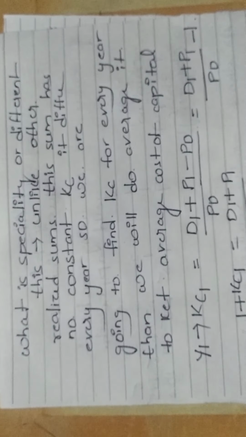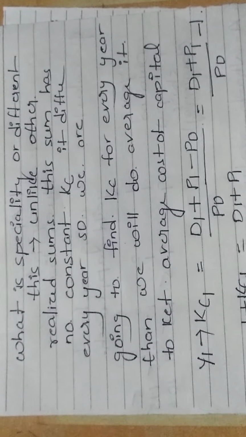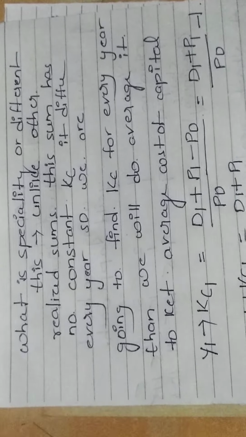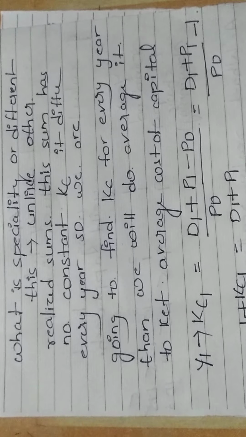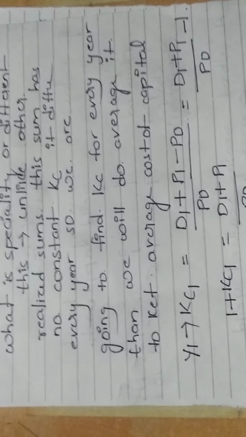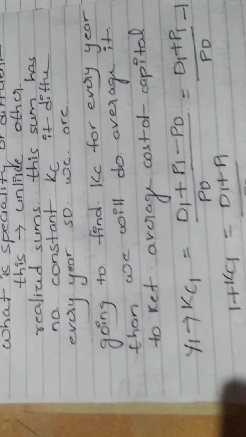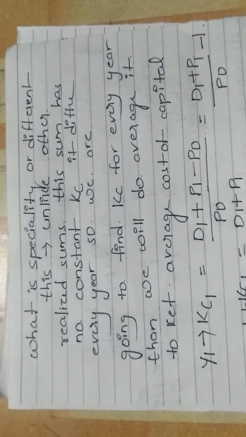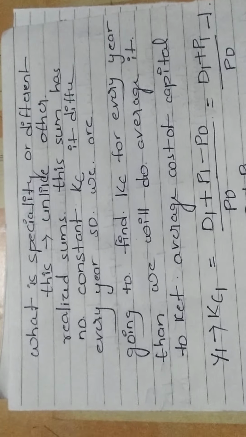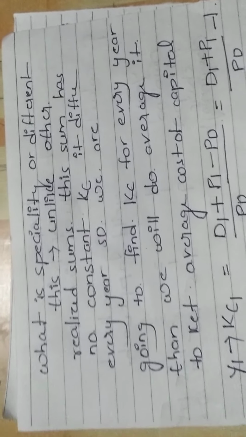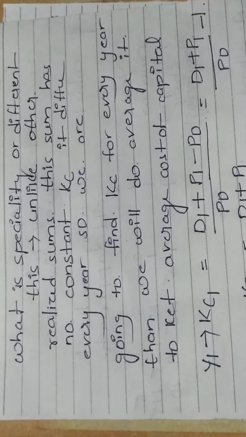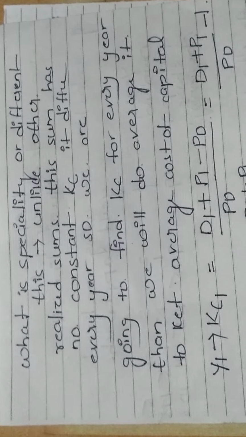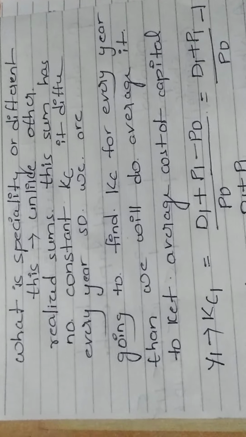So what is the speciality of this question? Why is it done in a different way than other sums? Because in other sums there is a constant growth. We discount every cash flow at a rate, and we got that single rate. But here the rate of return we get every year is different. So what we are going to do is very simple. We are going to find every year's return, and average it so that we can get our required rate of return.